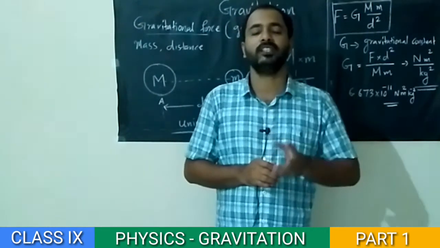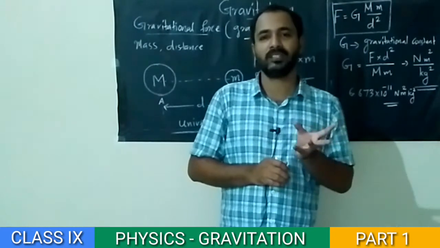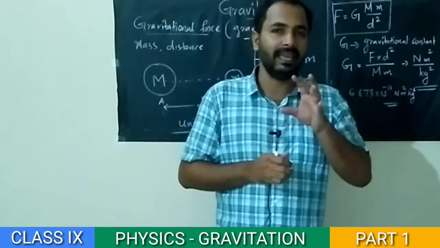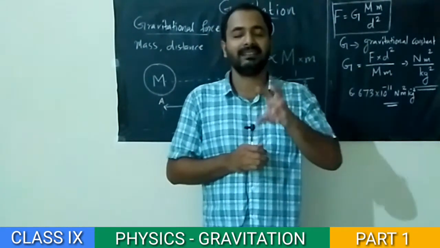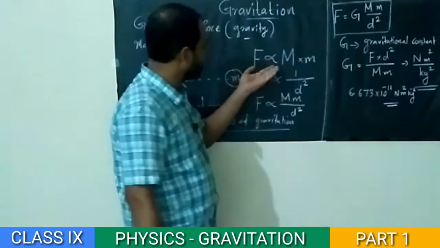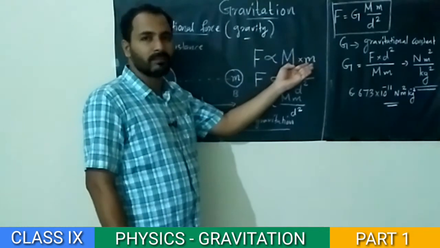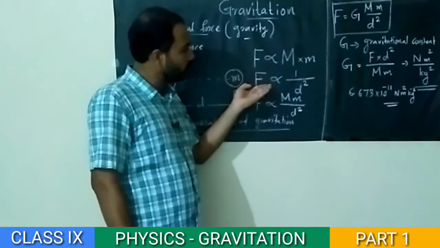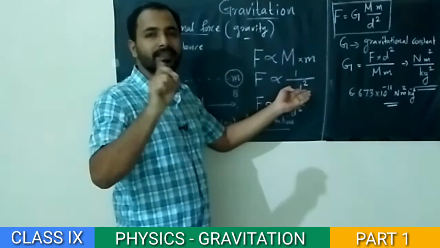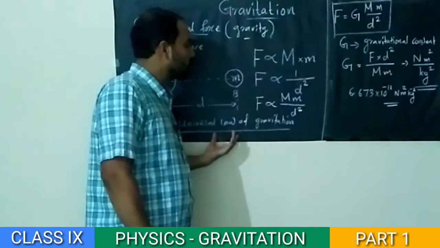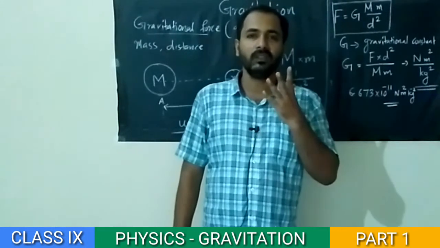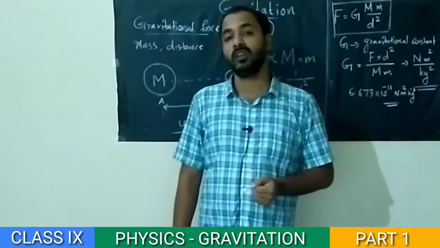It is explained by Isaac Newton. Isaac Newton explained the universal law of gravitation. What is the universal law of gravitation? Every object in the universe attracts every other with a force. That force is directly proportional to the product of their masses and inversely proportional to the square of the distance between them. This is called the universal law of gravitation. Clear?